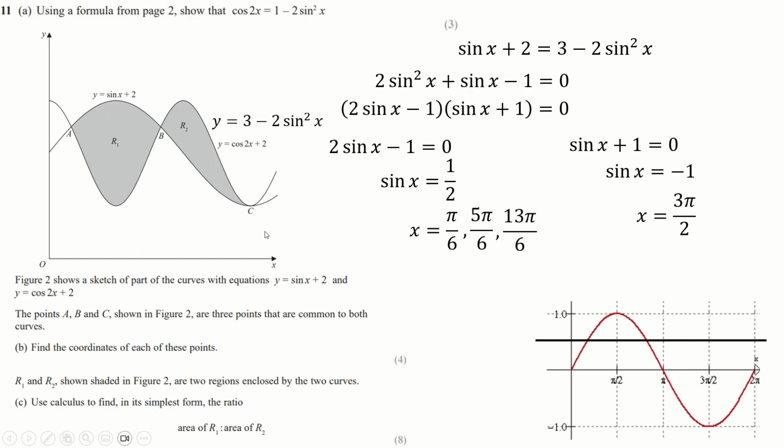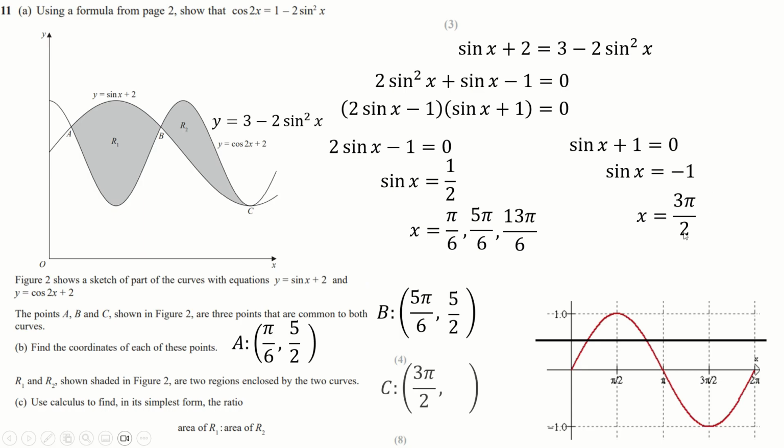When we substitute in pi over 6 into either one of these two curves, we can end up with our y-coordinate, which is this, because sine pi over 6 by design is a half, plus 2 is 2.5, which is 5 over 2. Likewise for B, it's going to be the same thing, because it's exactly the same maths, because that stuff is still a half. And then for C, this is the one where you use this one here, and you put that into here maybe. Sine of 3 pi over 2 is minus 1, again by design, plus 2 is 1, and we'll end up with our 3 coordinates.